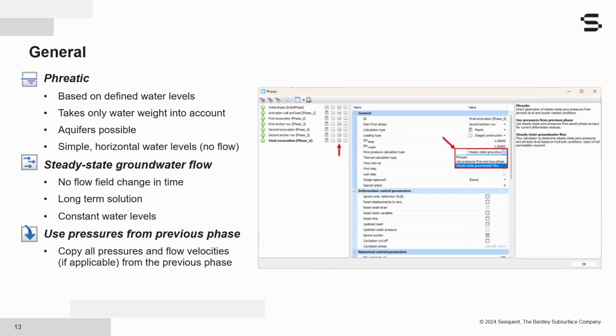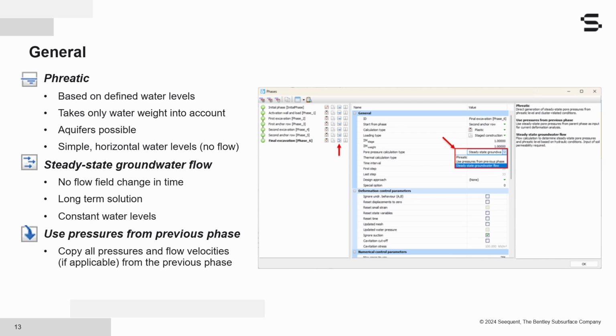Now, the first one, which is also the default one, is called the phreatic method. And it's called phreatic because it is based on phreatic levels. So what it does is calculate the pore water pressures according to the hydrostatic distribution based on the phreatic levels that we have defined in Plaxis.